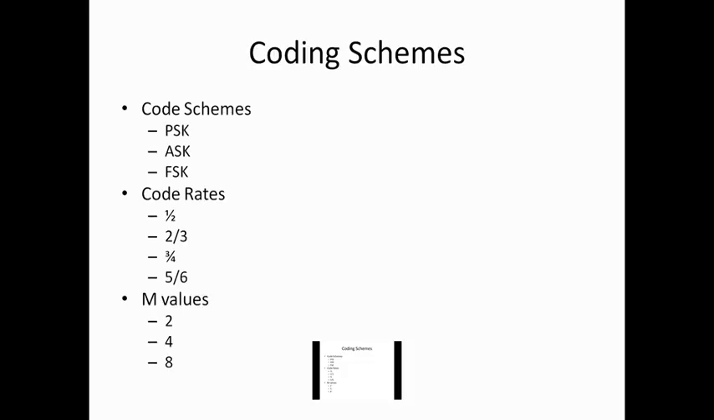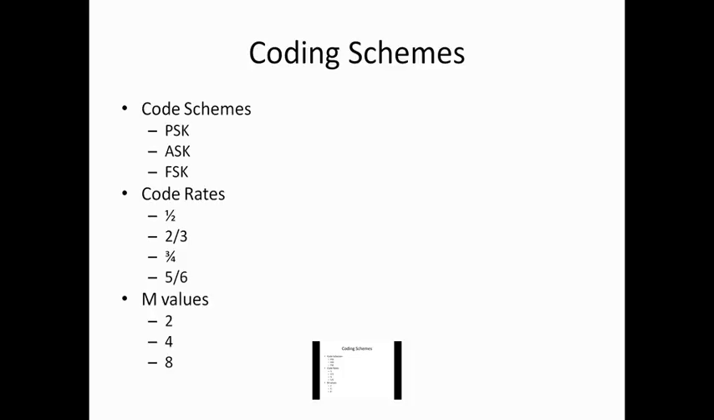The different coding schemes that I'm going to use are PSK, ASK, and FSK. Those are fairly commonly used in RFID. Generally, simpler schemes are used here because RFID is a very low cost type of signal. So generally they use very simple coding schemes, and they use these three most commonly from what I've found.